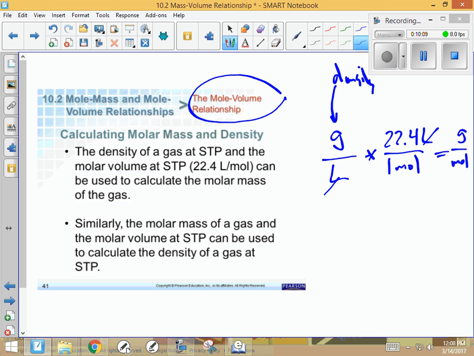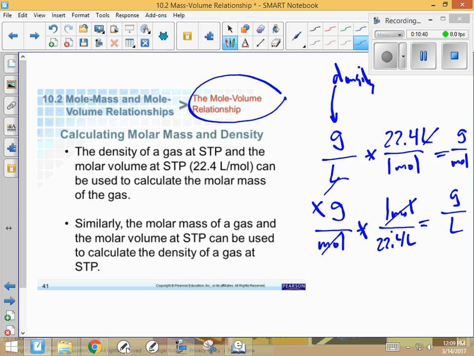And conversely, if I have grams per mole, which is the molar mass, say for water it's 18, and I multiply that by 1 mole over 22.4 liters, then moles cancel, and I will be left with grams per liter. Once I actually divide my number of grams by 22.4, I'll be left with grams per liter. What are we measuring when we measure grams per liter? That's a density measurement. So, using this volume, we can get back and forth between density and molar mass.